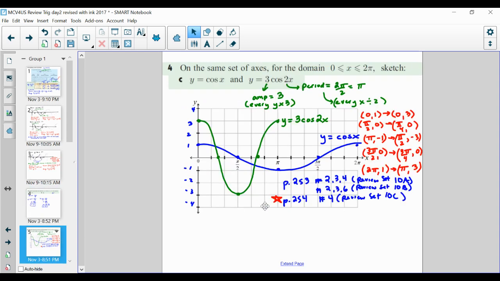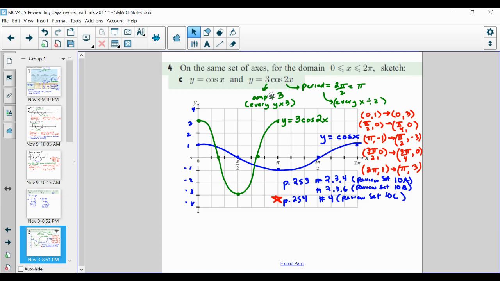And one last example, if I want to do a sketch of the graph, it helps to sketch the basic graph first. So I'm going to sketch my basic graph of cosine x with my key points 0, 1, pi over 2, 0, pi, -1, 3 pi over 2, 0, and 2 pi, 1.